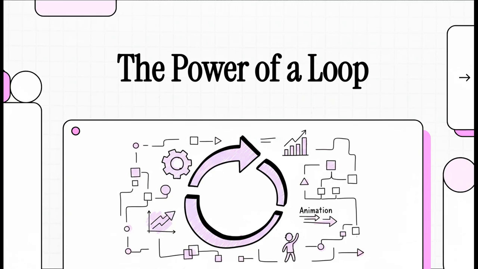You ever wonder how a video game can just spawn an entire army of enemies out of thin air? Or how your social media feed just keeps on scrolling forever? Well, it all boils down to one simple but unbelievably powerful idea in programming. So today, we're going to pull back the curtain and demystify the loop.